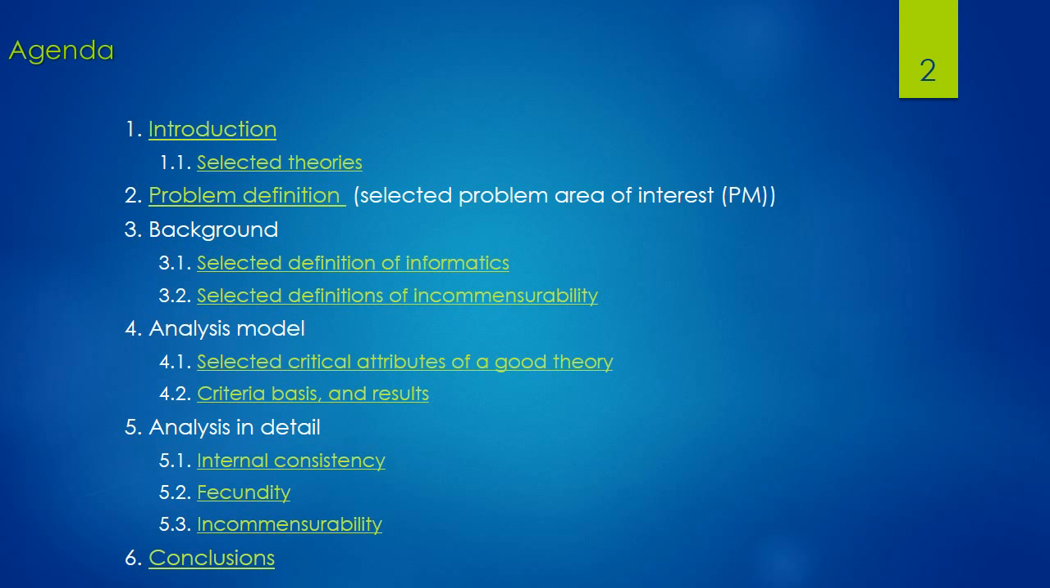This presentation includes an introduction that briefly discusses the selected theories, problem definition that describes the selected problem area of interest, PM, background that describes the selected definition of informatics, and definitions of incommensurability. These are followed by analysis model, including the selected critical attributes of a good theory, as well as criteria basis and analysis results. Next, analysis in detail is followed by conclusions.